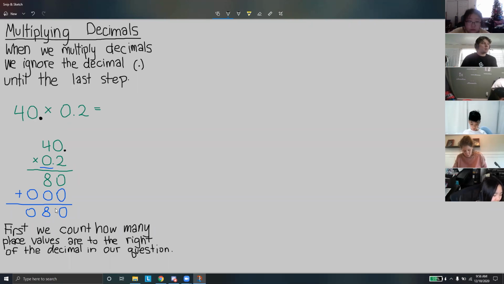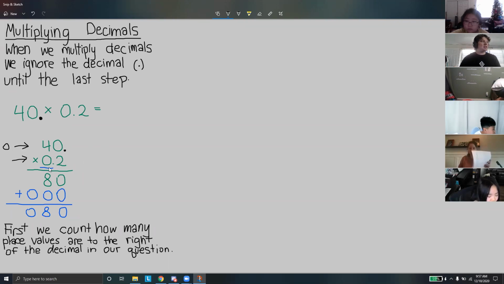Remember what we're doing right now is counting how many place values are to the right of the decimal in our question. So we have two different numbers we have to check: our 40, and our 2/10. This 40, how many numbers are to the right of it? Do you guys see any? 0. I don't. Yes, 0. This 40 has 0 numbers to the right of the decimal, and as such we're going to be adding 0 for this step. Currently, there are 0 numbers to the right of the decimal.